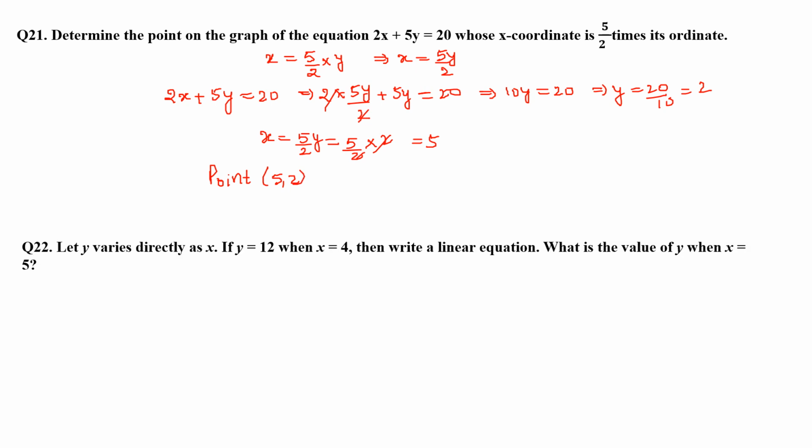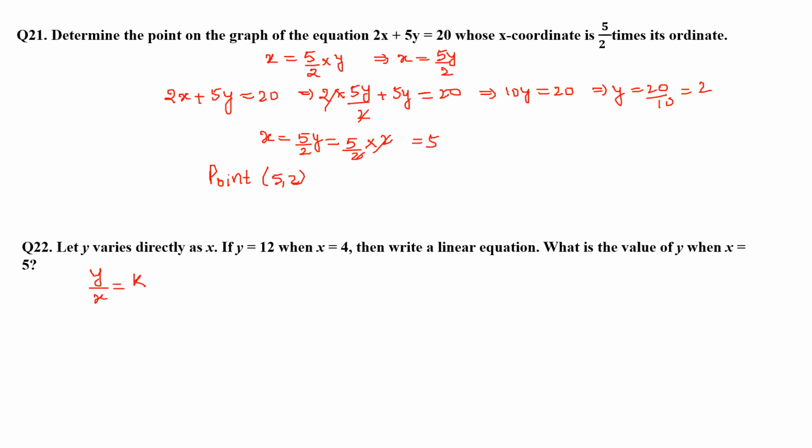Next question 22. Let y vary directly as x. If y equal to 12 when x equal to 4, then write a linear equation and find the value of y when x is equal to 5. Now you have already studied in grade 8, isn't it? Direct proportion. When it is directly proportional, what will happen? The ratio will be constant, isn't it? Here y varies directly as x. It means the ratio of y and x is a constant.